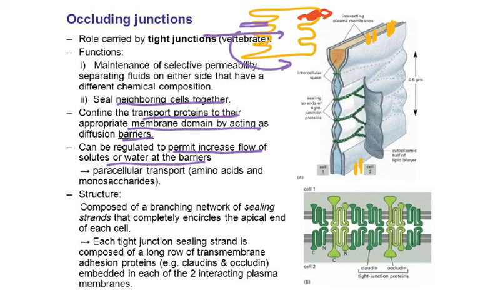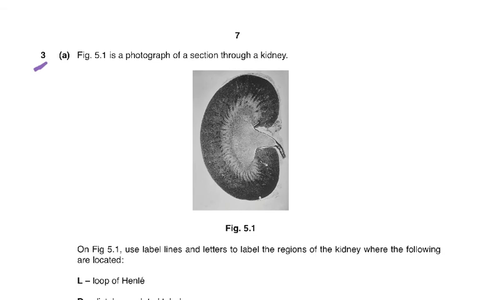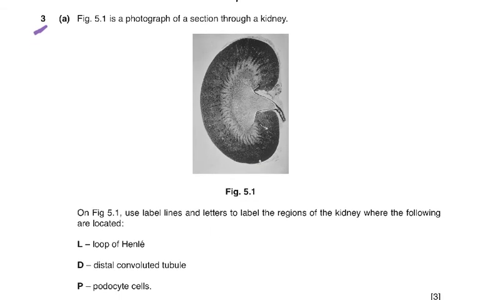It can't pass through between the cells, as it says here, separating the fluids on either side that have a different chemical composition. Now, coming to question number 3: Figure 5.1 is a photograph of a section through a kidney. On Figure 5.1, use label lines and letters. Please do not use a ruler for a label line. And label the region of the kidney where the following are located.